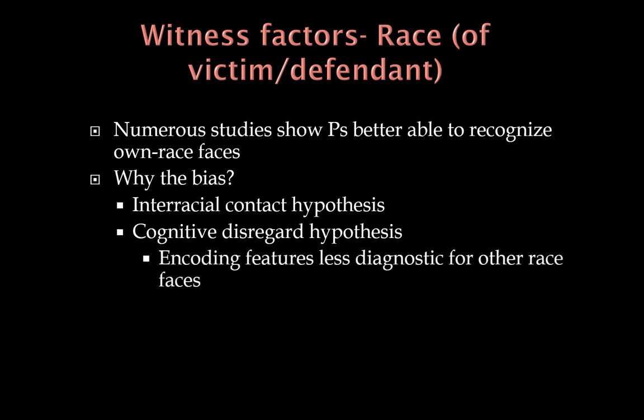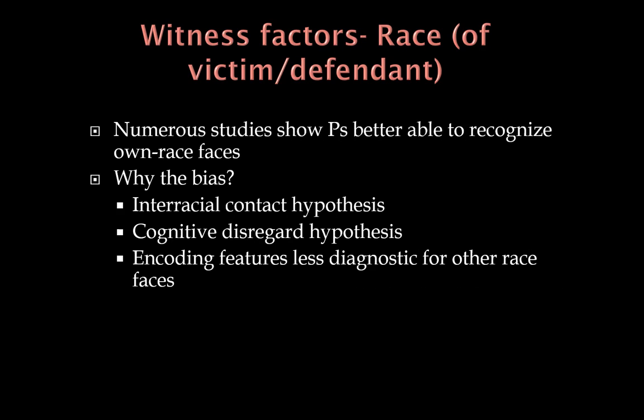Okay? Another hypothesis has to do with encoding. What that hypothesis suggests is that when you're looking at a face, we tend to encode the features. What kinds of things do you look at in order to differentiate that face from other faces? And the idea here is that, for example, if you're talking about white faces, what kinds of features are important to distinguish white faces?